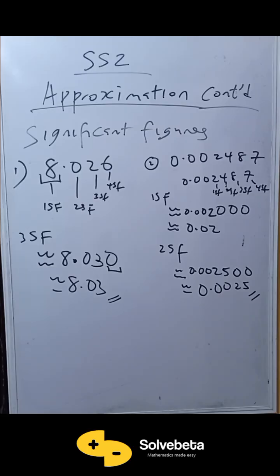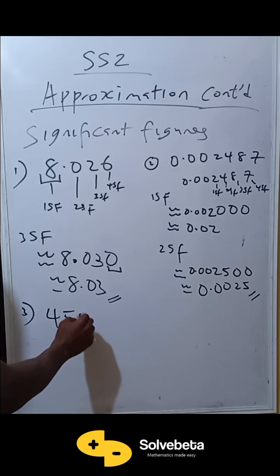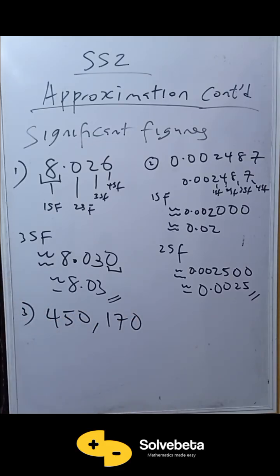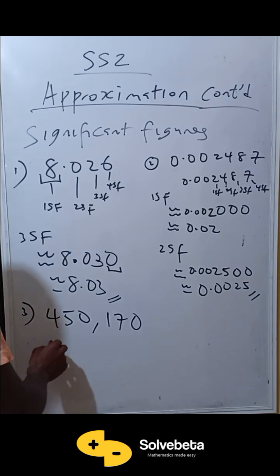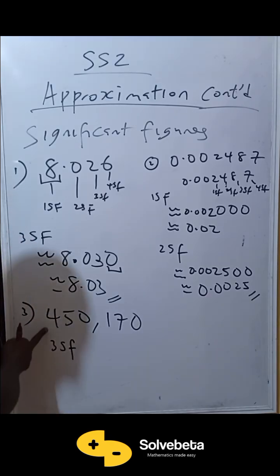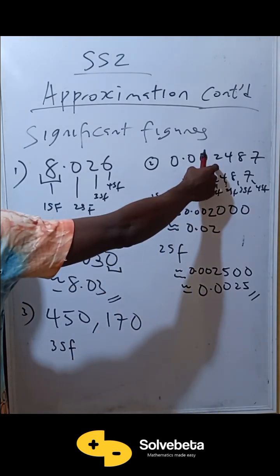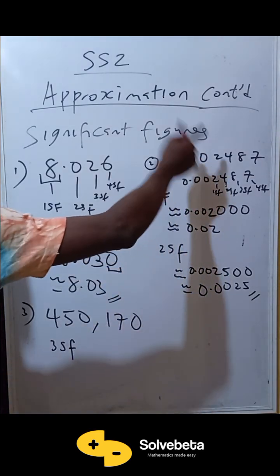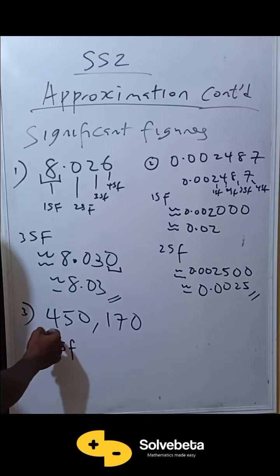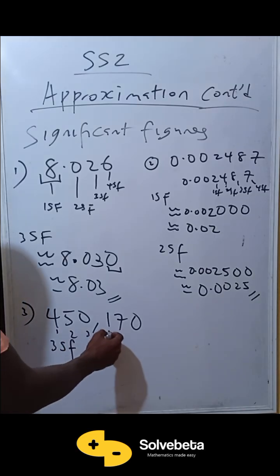Then also, take note that you can approximate 450,170 to significant figures too. Let's approximate this to 3 significant figures. When you have this number, this is the first significant figure, this is the second, and this is the third. The only exception to significant figures is this: the first non-zero digit is the first significant figure when you have a decimal that is less than 1. But when you have this, this is the first significant figure, second, third, fourth, fifth, and sixth.